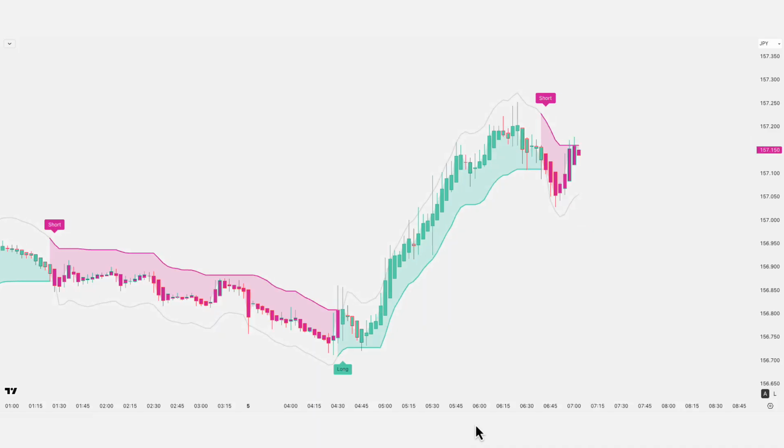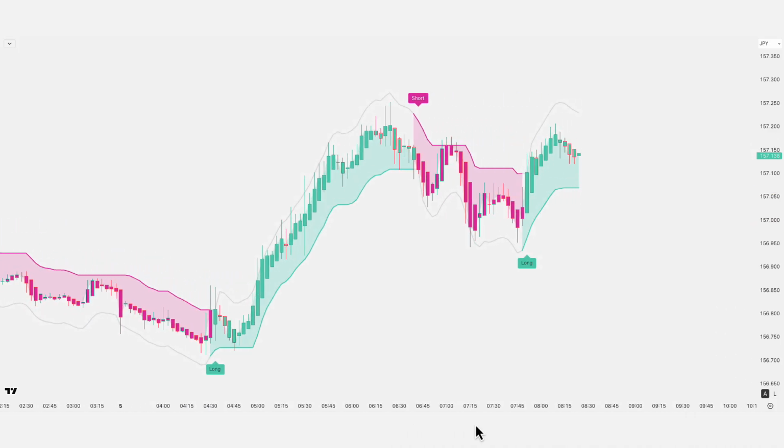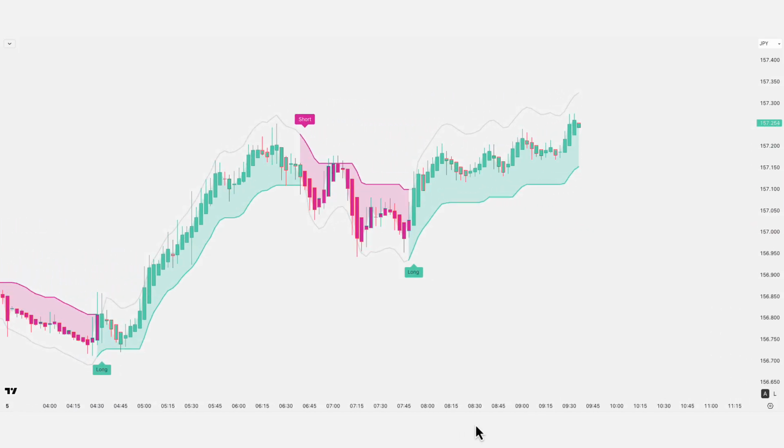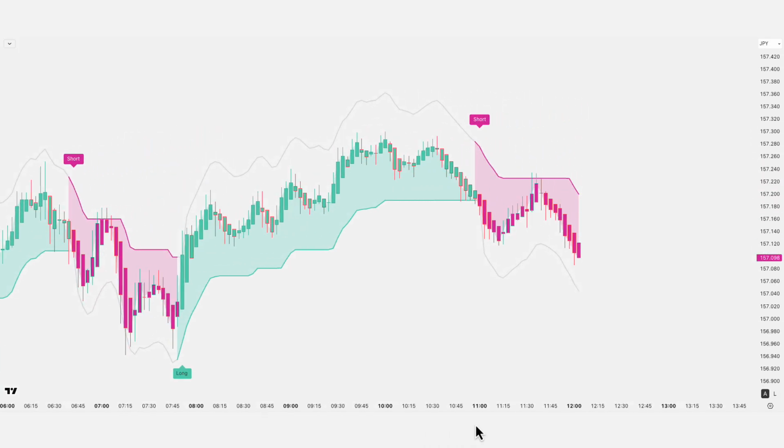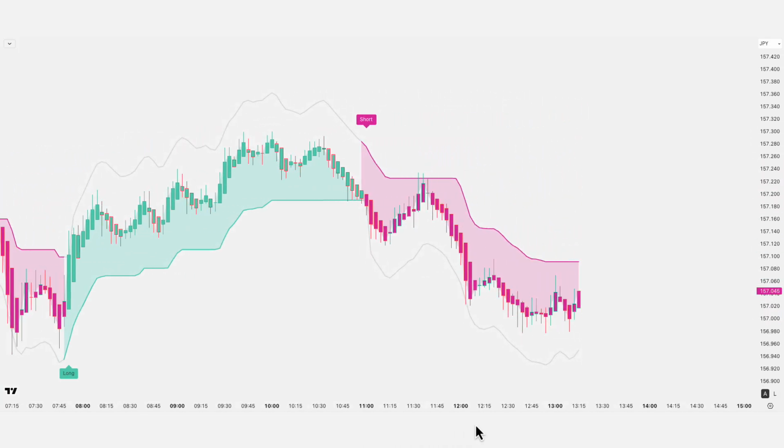Then I discovered a powerful TradingView setup. The volatility trail combined with a 2B reversal confirmation. And honestly, from that point on, my approach to reading charts changed completely.